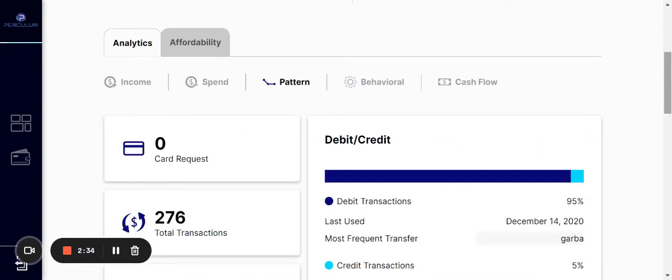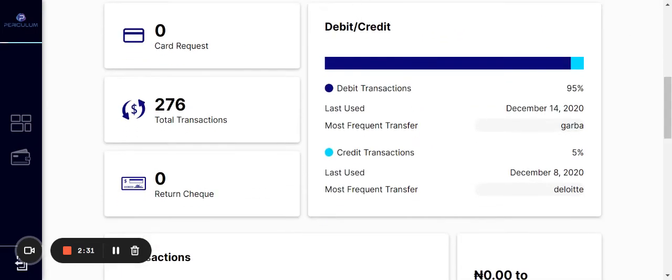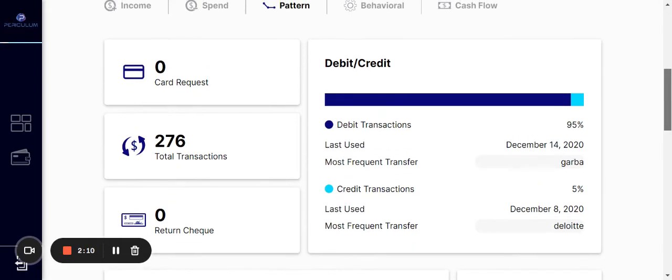Now I'll move straight on to pattern analysis. Pattern analysis shows the number of card requests that has occurred in that period, and there were zero card requests in the period of the transacting month. It also shows the total number of transactions, and if there were return checks. All of these are very important. Card requests and return checks are very important indicators, especially if you are identifying red flags for fraudulent activities.